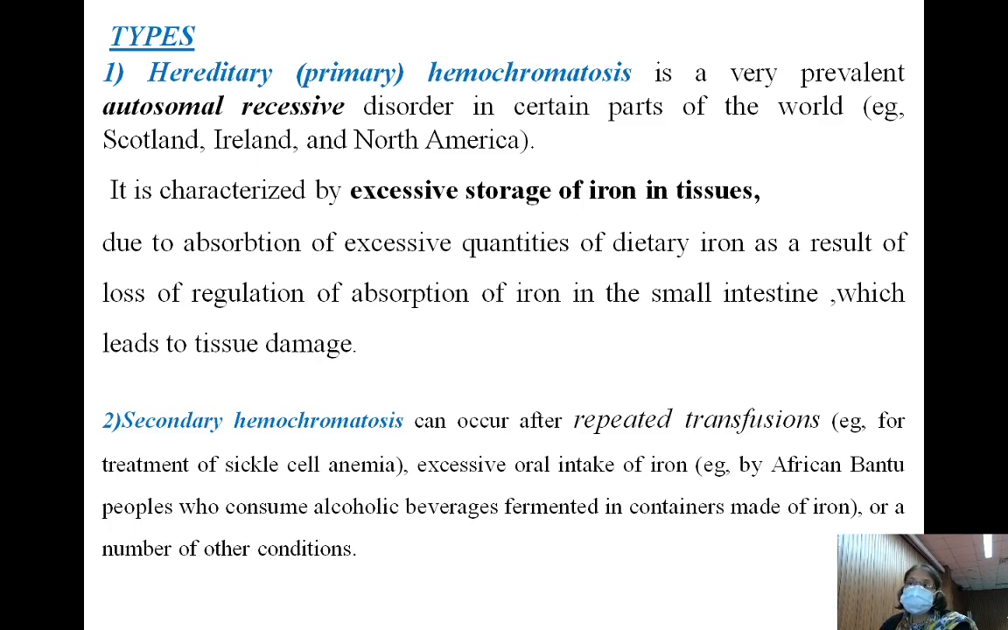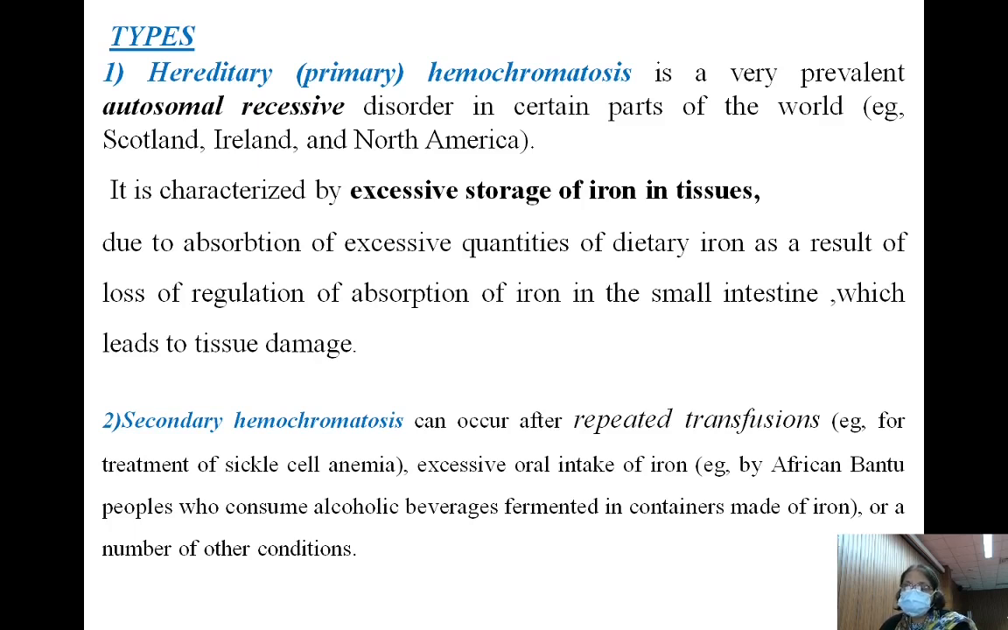In hereditary hemochromatosis, there are different types and different causes. You have to understand because it will come as a short note. Hereditary hemochromatosis, that is the primary hemochromatosis, is a very prevalent autosomal recessive disorder in certain parts of the world like Scotland, Ireland, North America. It is characterized by excessive iron storage in the tissues due to absorption of excessive quantity of dietary iron.